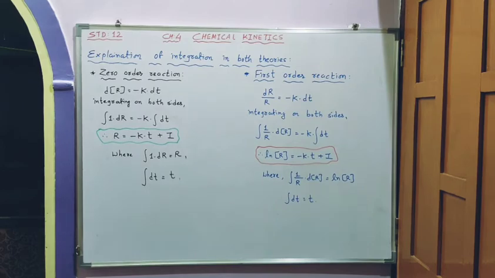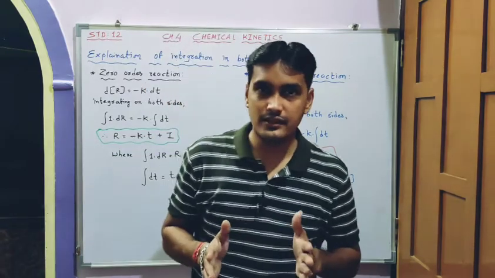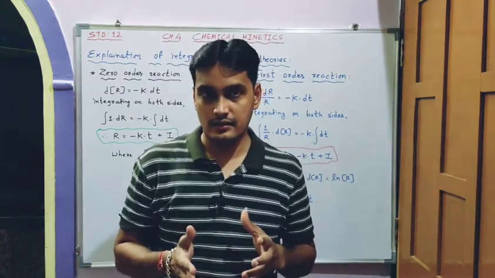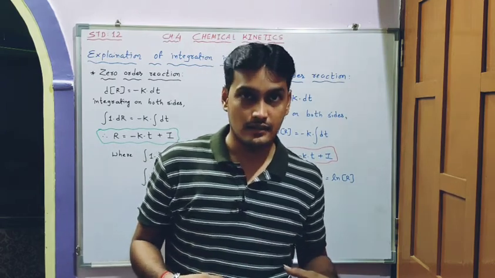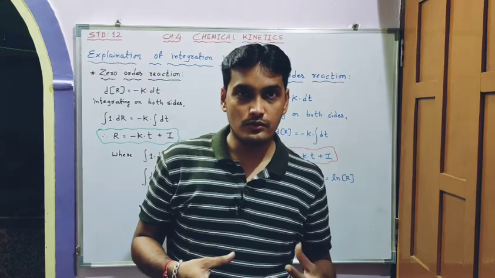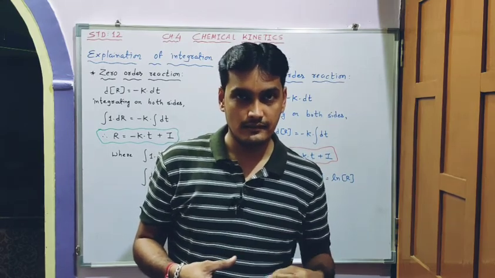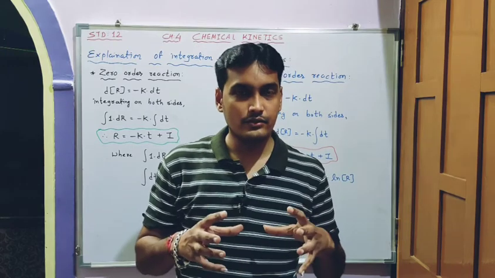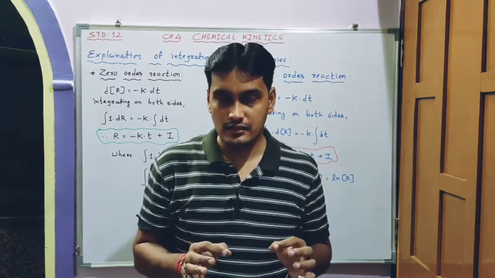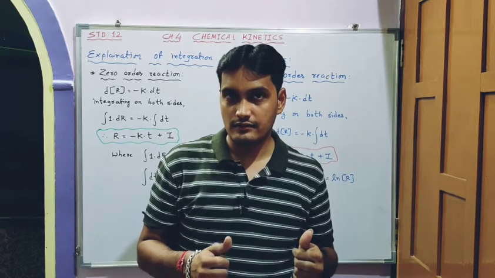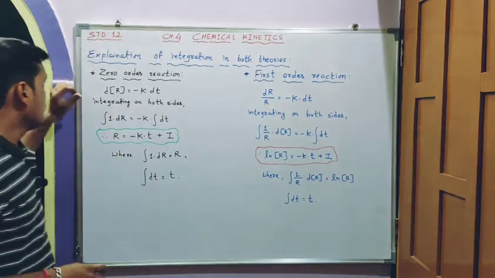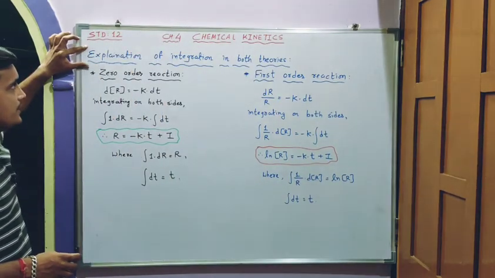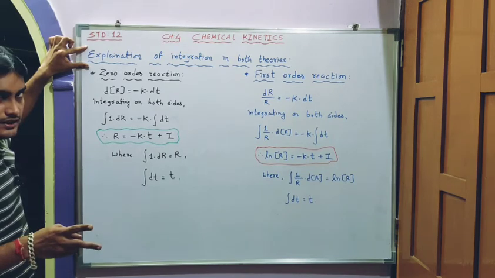And after these theories, if any student has difficulty in integration, and you may have the question in mind, how did this come, where did this come from, biology students may have a little difficulty with integration. For them, I am giving you a simple explanation of our first equation, which is our integration of equation. So see, this is the explanation of integration in both the theories.